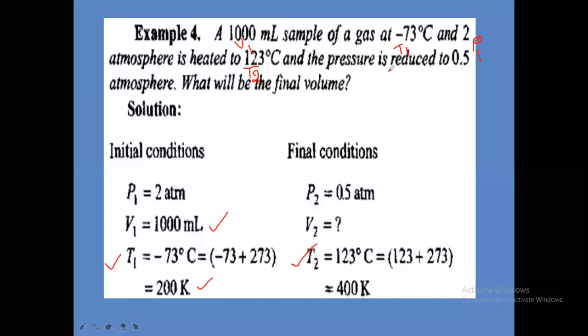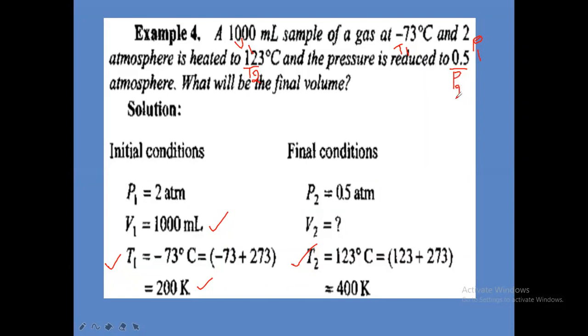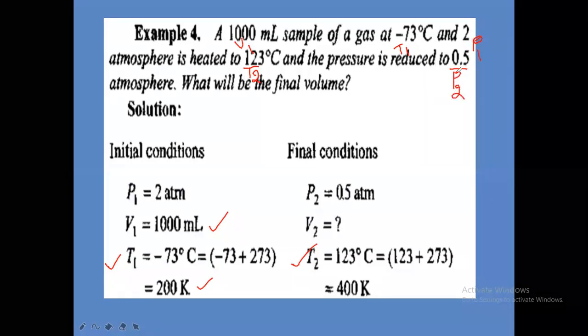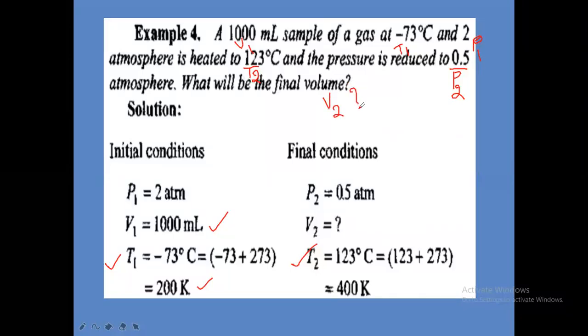And the pressure is reduced to 0.5 atm. So the 0.5 atm is P2. Initially P1 was given as 2 atm. The pressure is reduced to 0.5, that means 0.5 is P2. What will be the final volume of the gas? What is asked to calculate here? V2 is equal to what? Okay, V2 we have to calculate.